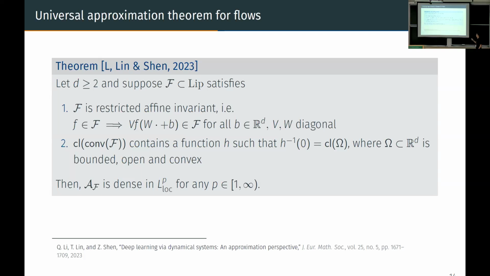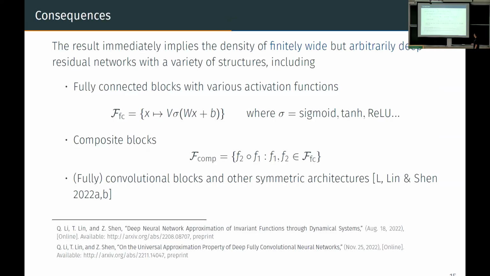And you can show that a lot of the popular architectures have this. So as long as you satisfy these two conditions, then this AF is dense in LP over compact sets. Okay, so the consequence is that it immediately implies the density of finitely wide but arbitrarily deep neural networks for many, many architectures. You just need to check those two conditions.